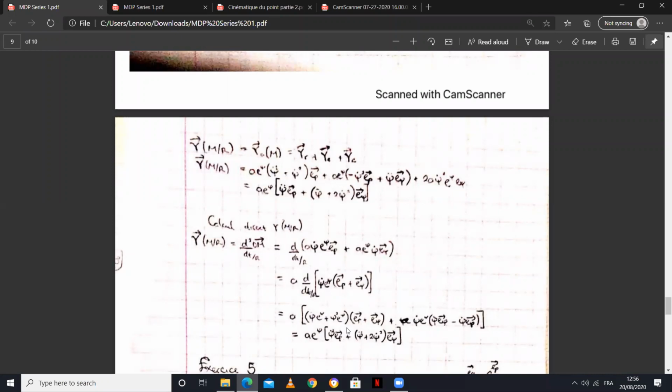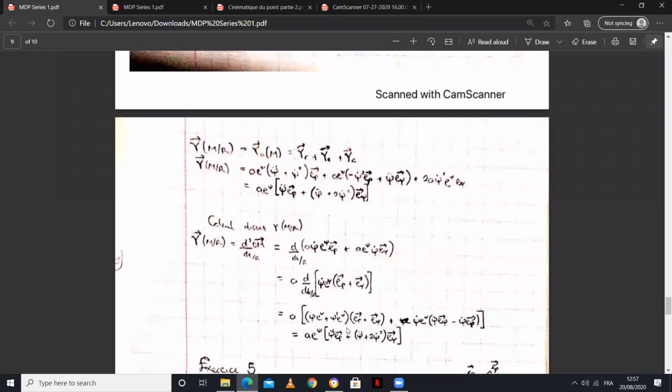But the good part about going through vitesse d'entraînement, Coriolis, relative is that the formulas have already been found for you. The deriving part has already been done for you. They've already come up with the formulas and all. So for you, you just have to substitute the values and calculate a few things, and you get your answer.